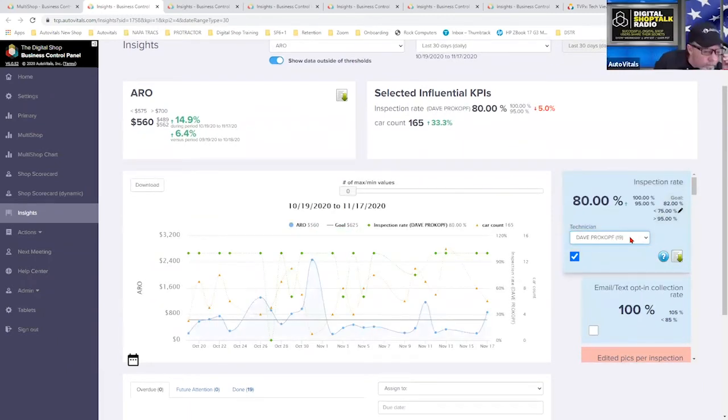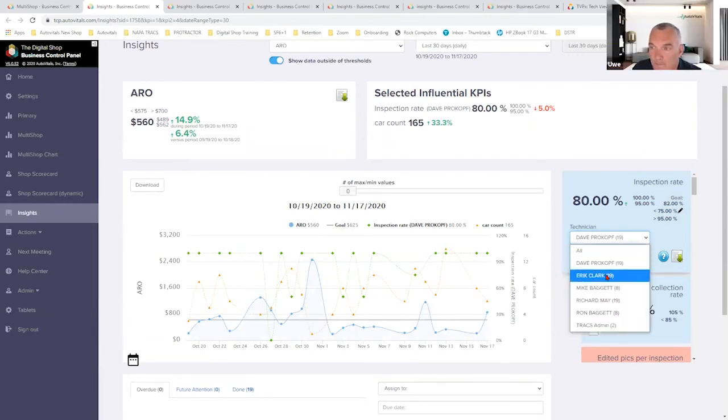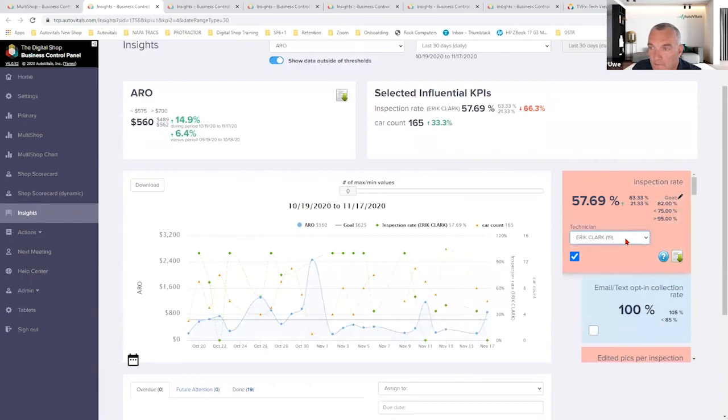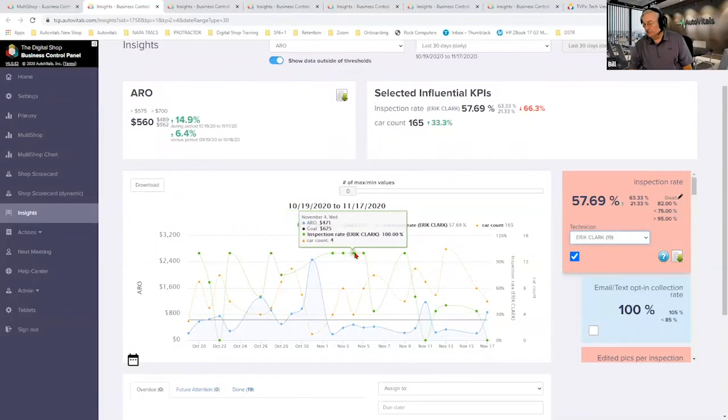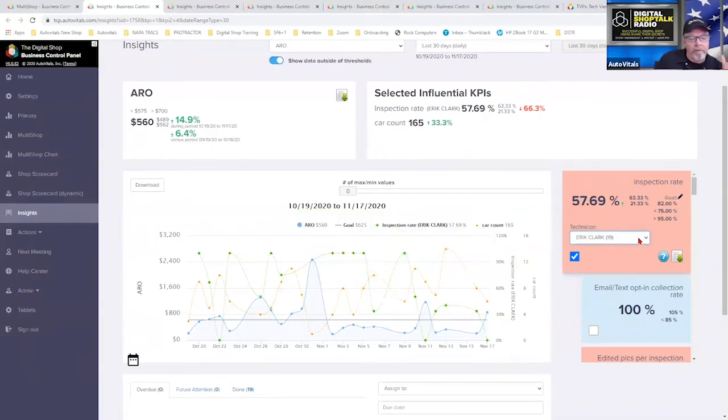So Dave is in good shape compared with the average, right? Eric is slightly higher than the average. It's interesting though that he's got a bunch of days that are 100%, and then we come down to some that are nothing. And it looks like at the same time, an uptrend in car count.